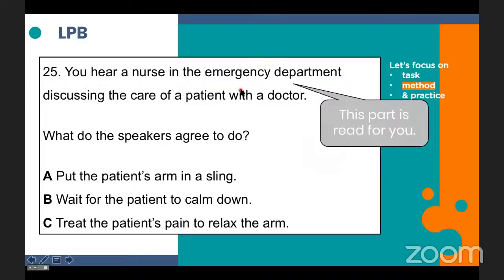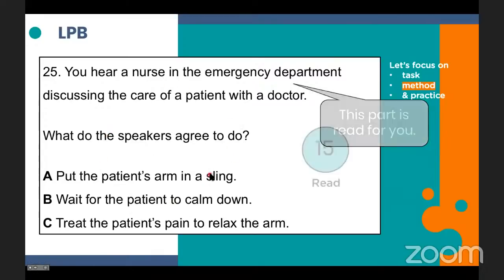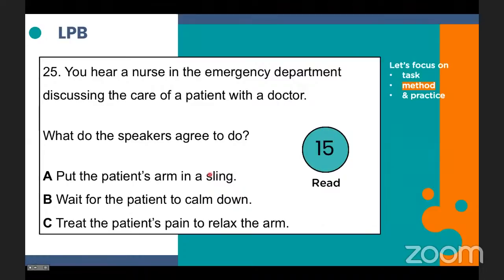After the audio says, you hear a nurse in the emergency department discussing the care of a patient with a doctor. Now read the question. And then you get 15 seconds to read the question. Okay, let's go back, because what are we going to do in the 15 seconds before the audio begins? Well, in fact, I'm going to give you 15 seconds to quickly read through this.